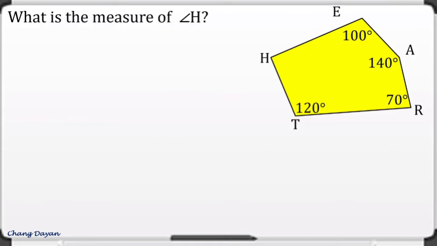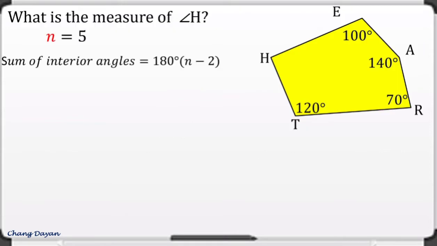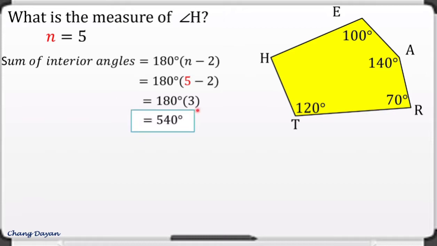Okay. So, what if we have this one? Sum of interior angles is equal to 180 degrees times n minus 2. It is a pentagon. And we have 180 times 5 minus 2. So, 5 here is the number of sides. So, 5 minus 2 is 3. And then, 180 degrees times 3 is 540 degrees. But it's not yet the final answer.